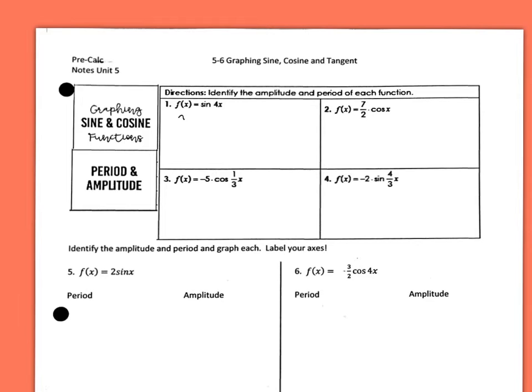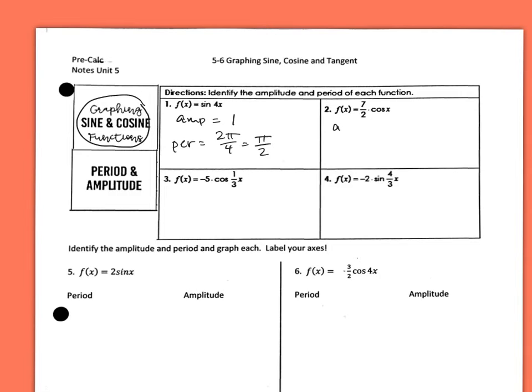So the amplitude is, first of all, always positive, and it's the number in front of the sine, and again, we're dealing with sine and cosine only. The sine period is 2 pi over b, and we want it to be positive, so drop all negative signs, so it's 2 pi over 4, and please reduce all fractions.